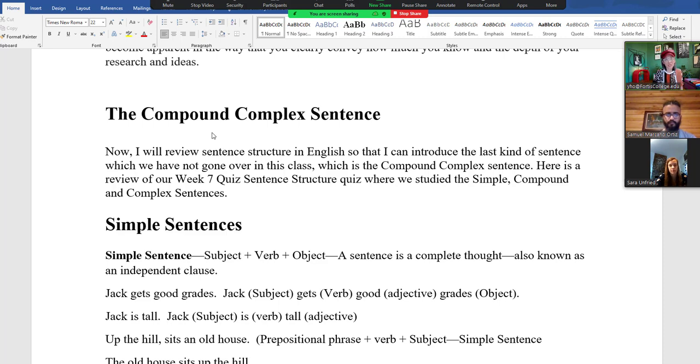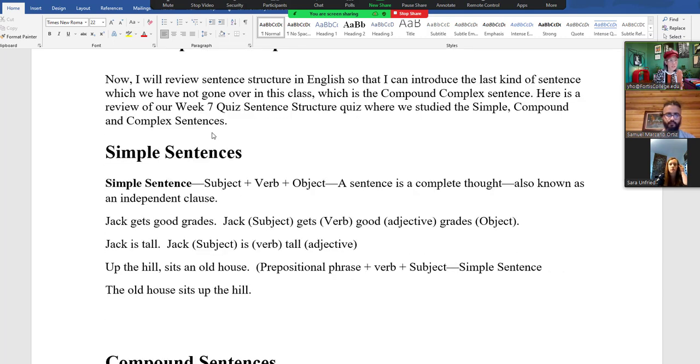We're going to do the compound-complex sentence. In this class so far, we've only done the simple sentence, the compound sentence, and the complex sentence. A compound-complex sentence combines a compound sentence with a complex sentence into one sentence. In English, it's the most complex sentence you can have, and it's only about three lines. So let's go over sentence structure. This is a review of your week 7 quiz. If you have good sentence structure, you can avoid sentence fragments in your essay.